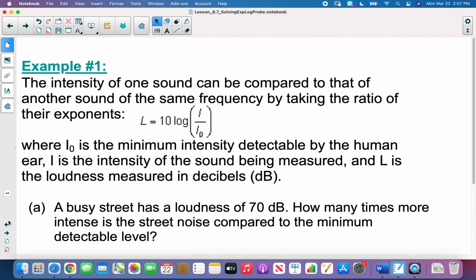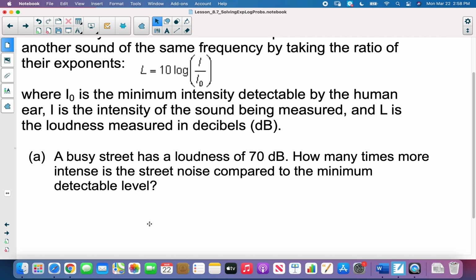First example: the intensity of one sound can be compared to that of another sound of the same frequency by taking the ratio of their exponents. L equals 10 times log of I divided by I0, where I0 is the minimum intensity detectable by the human ear, I is the intensity of the sound being measured, and L is the loudness measured in decibels. Question: a busy street has a loudness of 70 decibels.